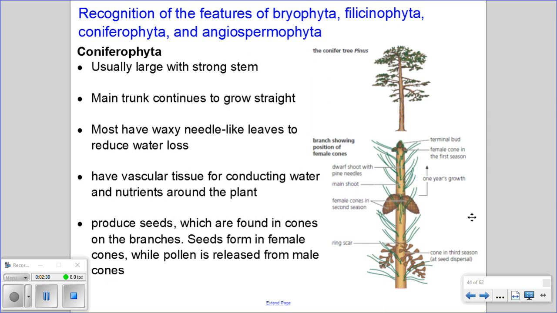The main features of the Coniferophyta are that they are usually large with a strong stem, so they'll be pretty tall trees. The main trunk continues to grow straight. Most have waxy needle-like leaves to reduce water loss. Think of those pine needles. And they have vascular tissue for conducting water and nutrients around the plant, so they have that vascular tissue of a xylem and a phloem. They produce seeds which are found in cones on the branches. Seeds form in female cones, while pollen is released from male cones. So yes, there are male and female cones in pine trees.